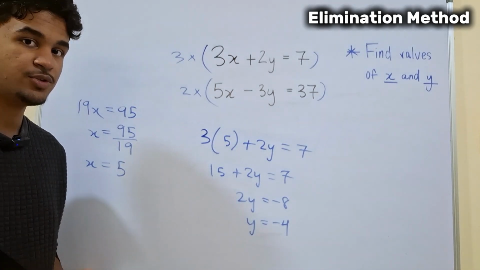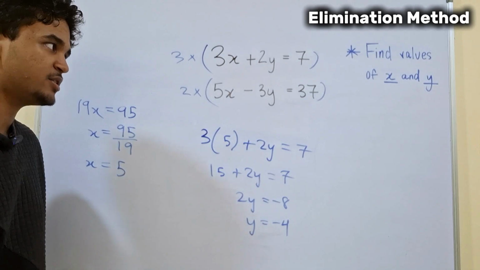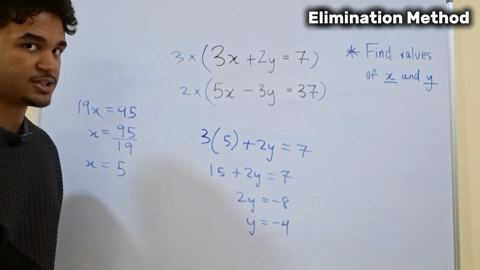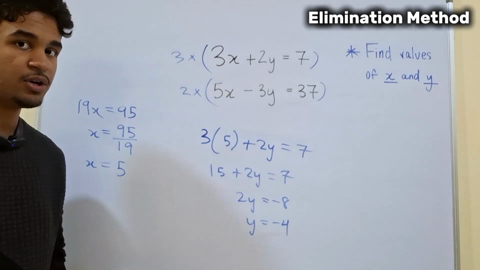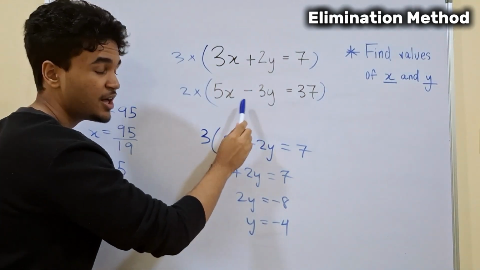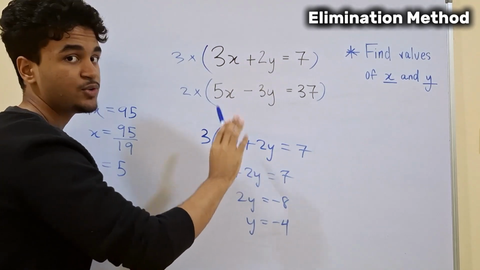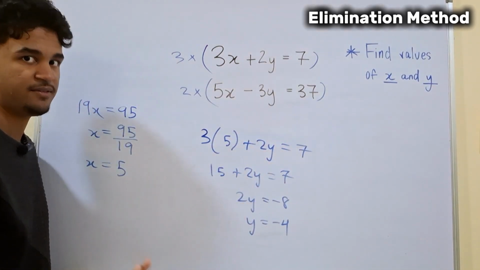Now what you want to do is you don't want to stop here. You don't want to be overconfident and say, okay, I found the values of x and y, I'm going to stop here. What you want to do is double check if your answers are correct. How are you going to do this? You're going to substitute these two values into the other equation you have so that you can fact check if the answer you end up with is 37 in fact.